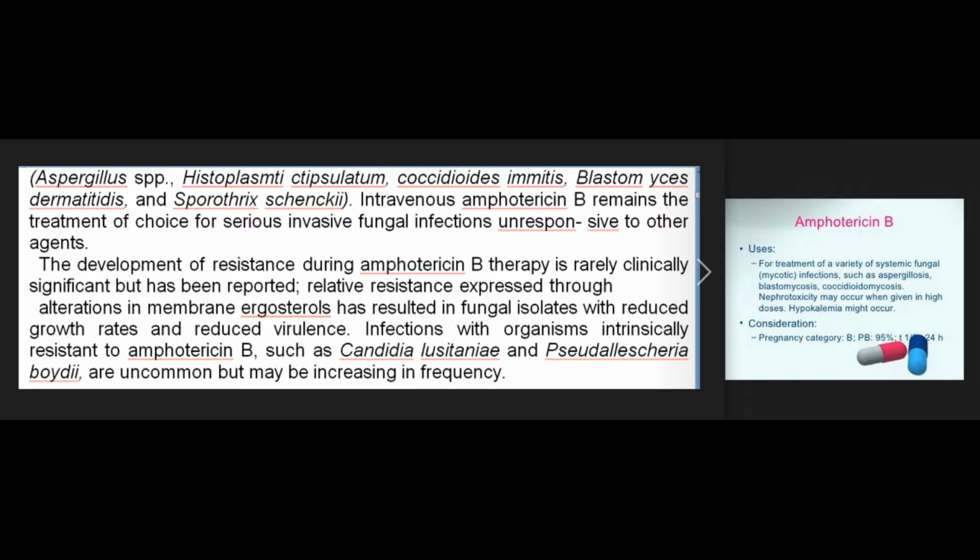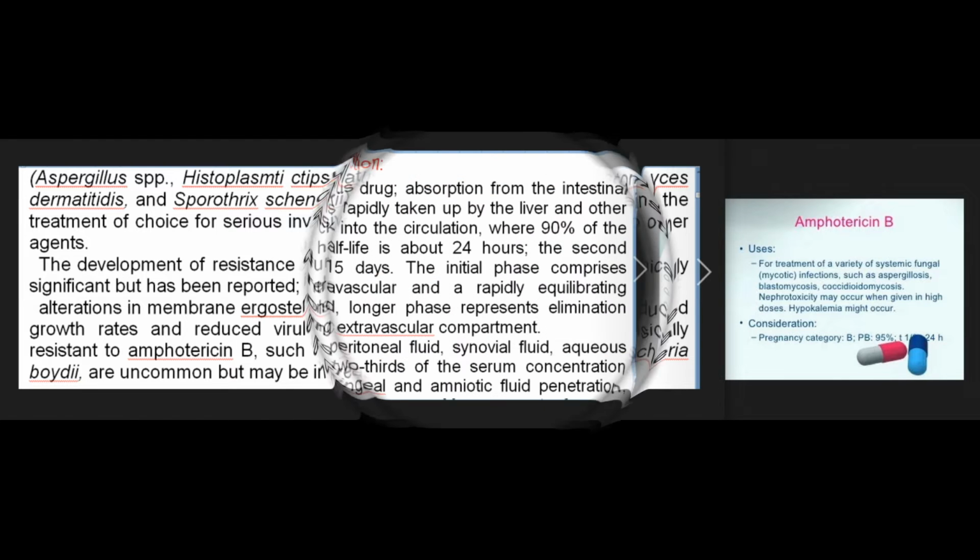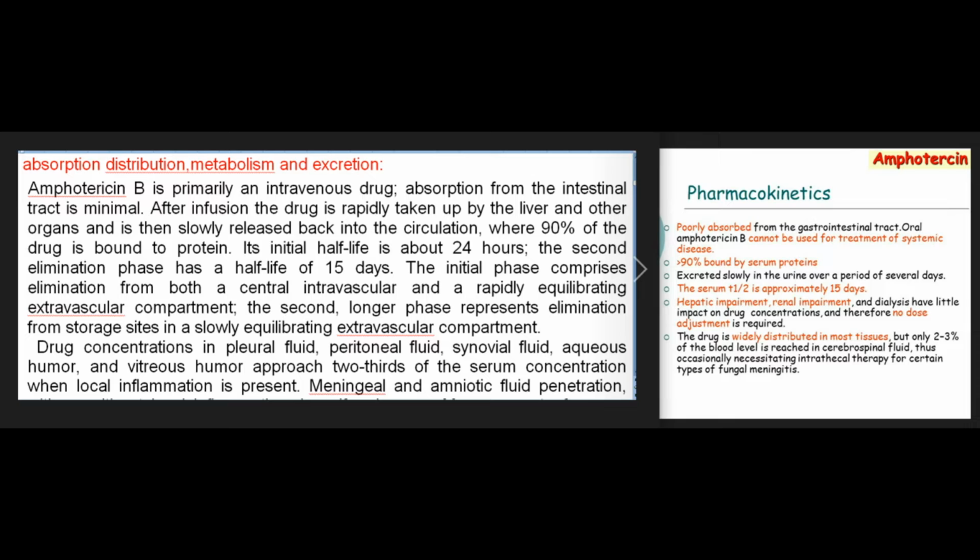The development of resistance during amphotericin B therapy is rarely clinically significant but has been reported. Relative resistance expressed through alterations in membrane ergosterols has resulted in fungal isolates with reduced growth rates and reduced virulence. Infections with organisms intrinsically resistant to amphotericin B, such as Candida lusitaniae and Pseudallescheria boydii, are uncommon but may be increasing in frequency. Absorption, distribution, metabolism, and excretion.